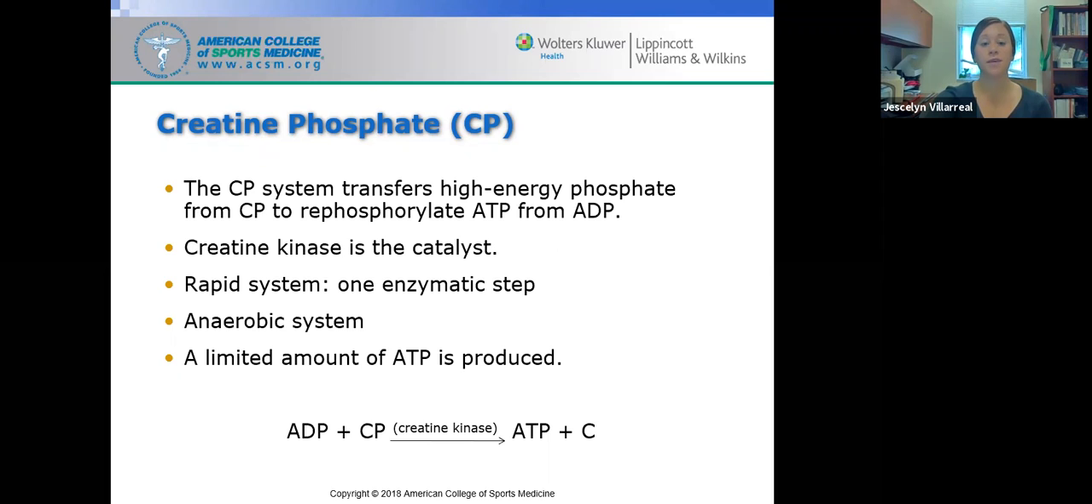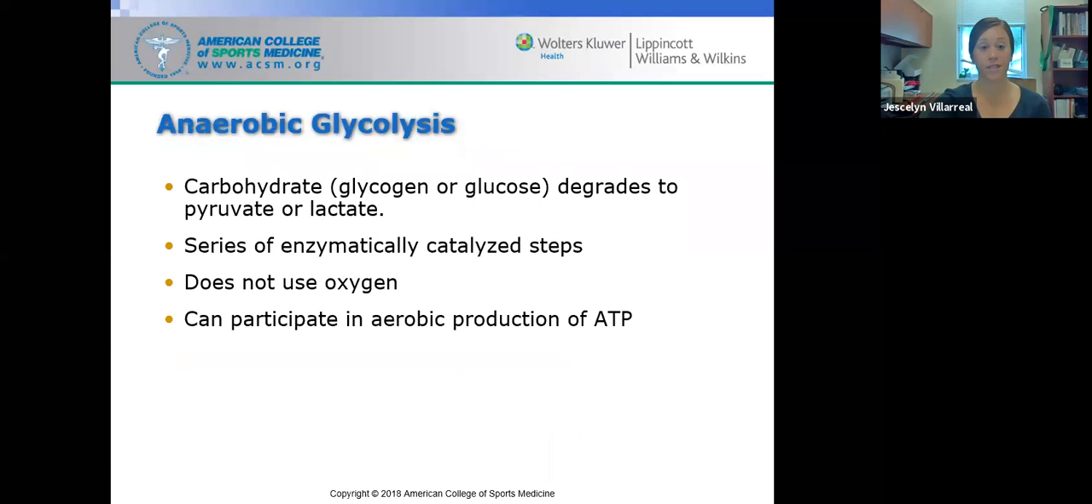So this CP is an anaerobic system, meaning no oxygen is in the picture. It's only for a few seconds. Anaerobic glycolysis lasts for just a little while. It's still using carbohydrates as the fuel source. Okay, there's no oxygen in that as well. But it can participate in aerobic production of ATP. So you can move from aerobic glycolysis to oxidative phosphorylation. So it can play a role.